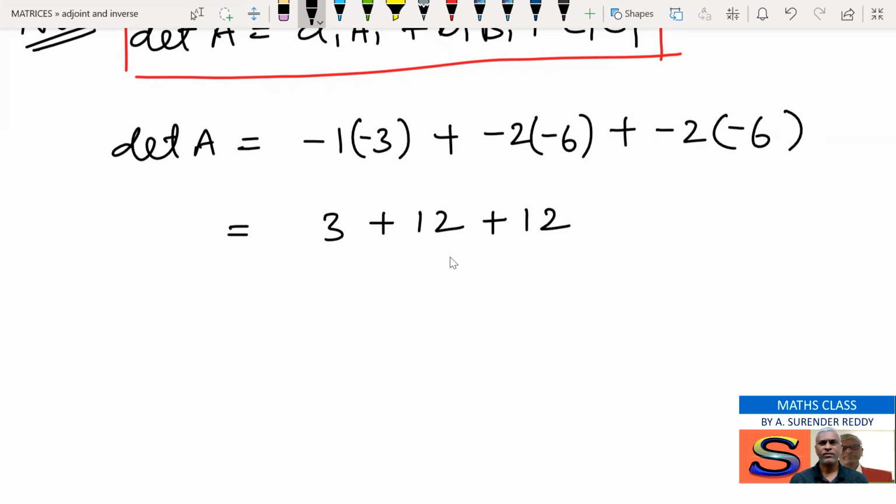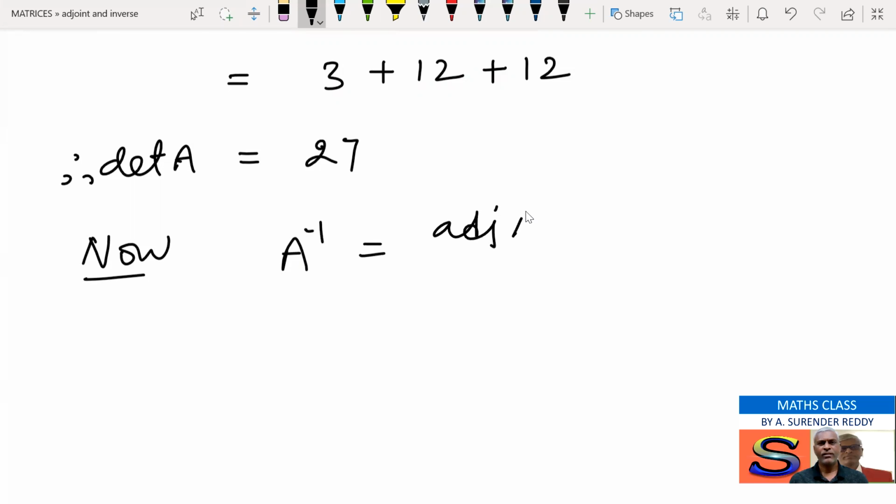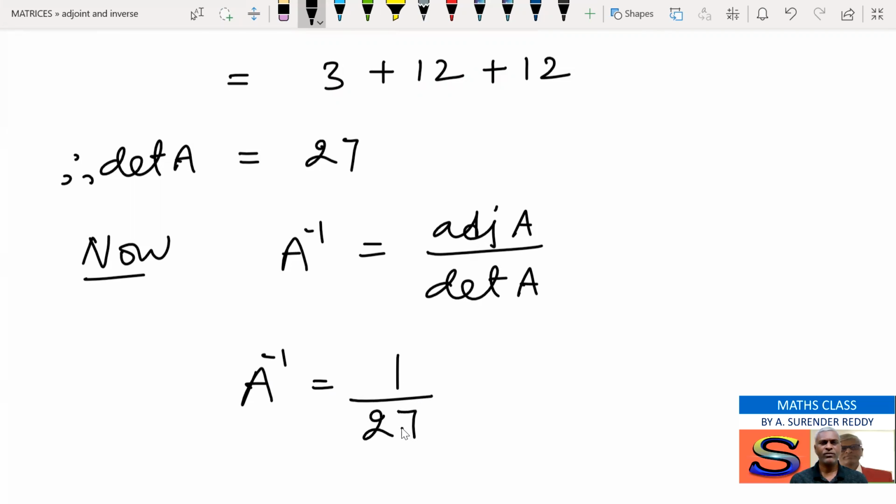This is also plus 12. 12 plus 12, 24 plus 3, 27. So the determinant is 27. Now we have to find the inverse. So what is A inverse? The formula is adjoint A by det A. So A inverse is 1 by adjoint by det, which can be written as 1 by 27 into the adjoint matrix.